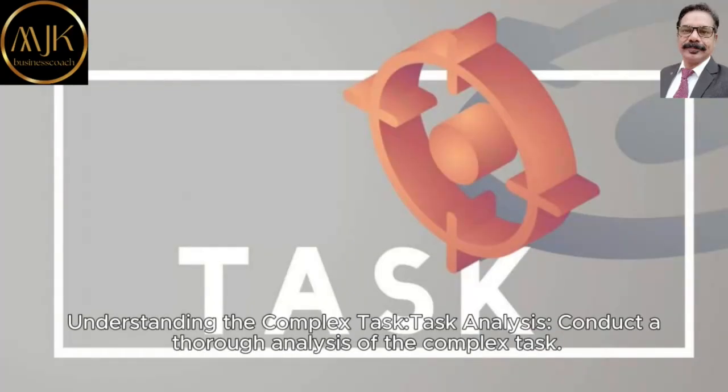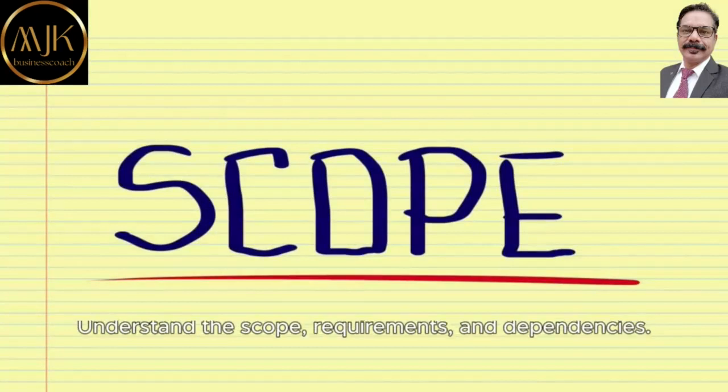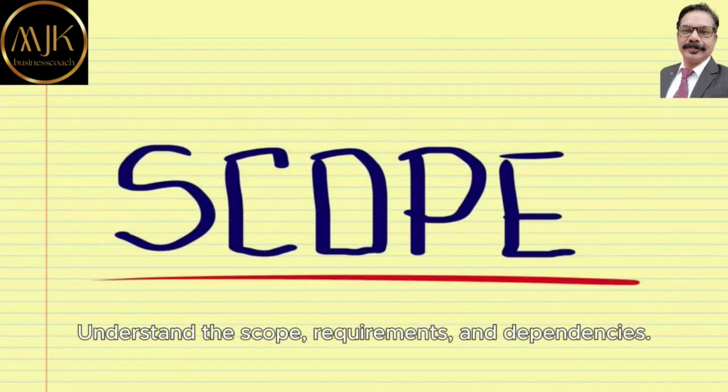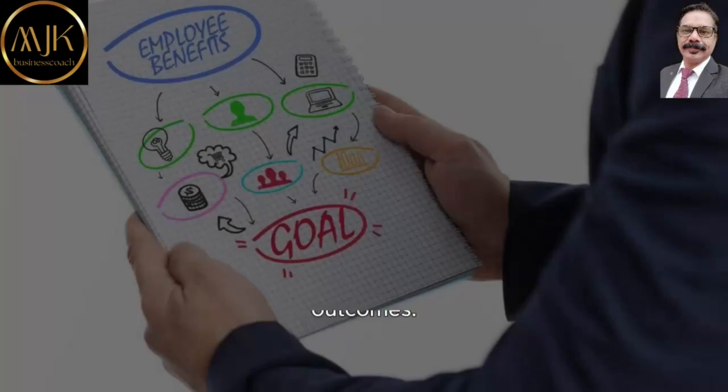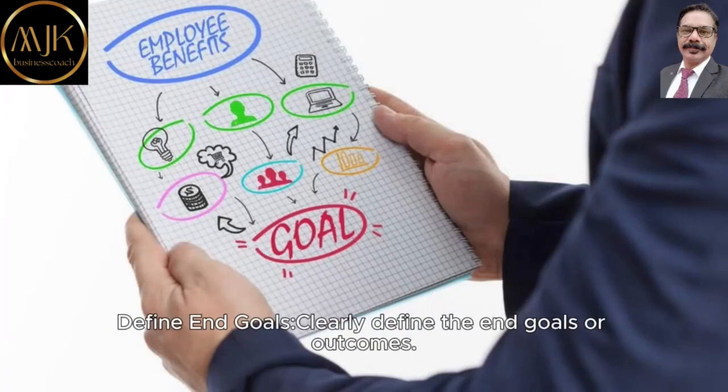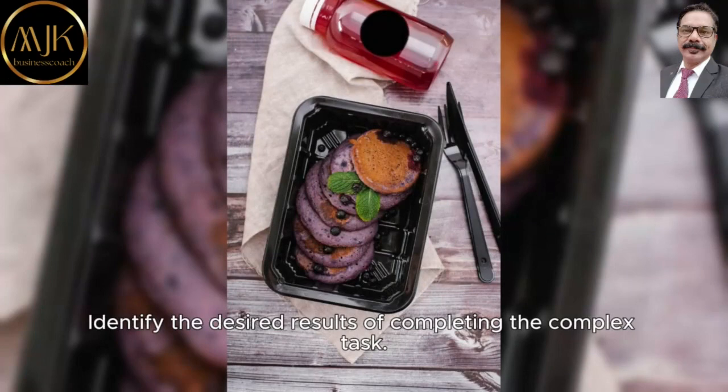1. Understanding the complex task. Task analysis. Conduct a thorough analysis of the complex task. Understand the scope, requirements, and dependencies. Define end goals. Clearly define the end goals or outcomes. Identify the desired results of completing the complex task.